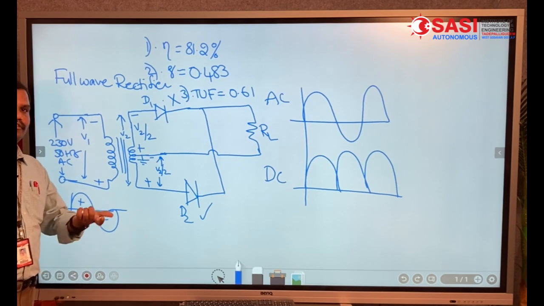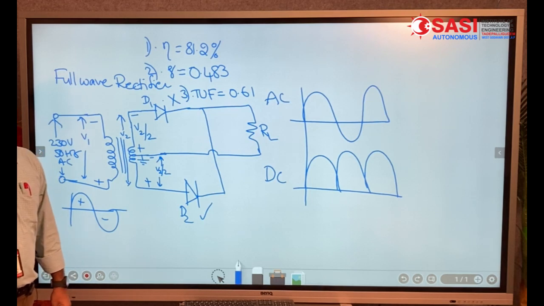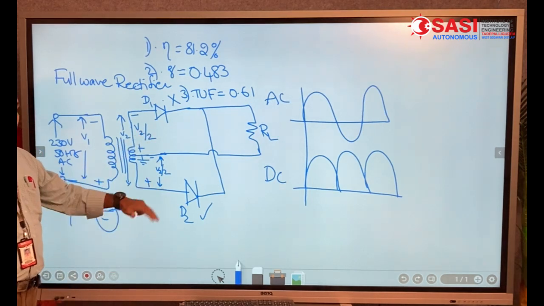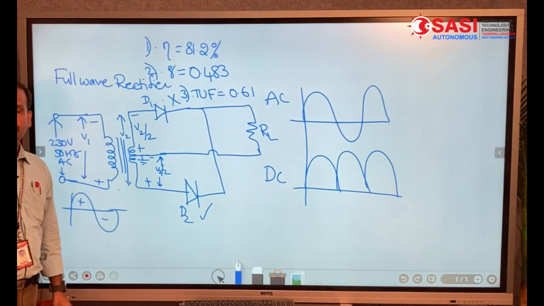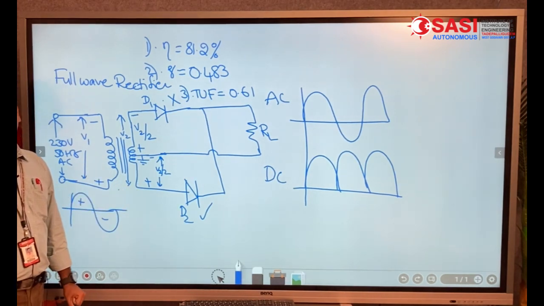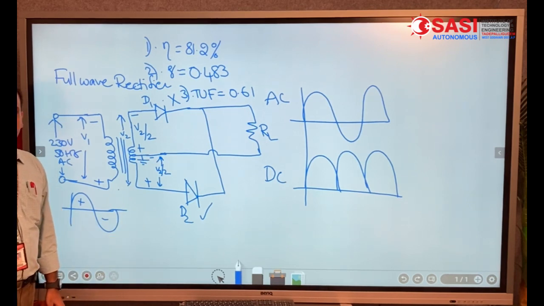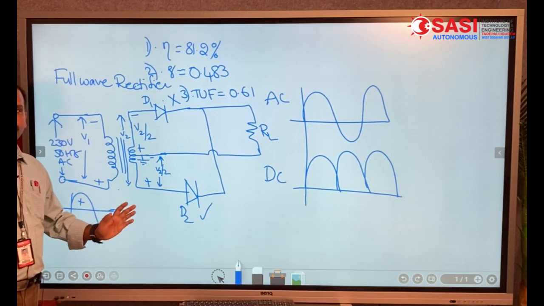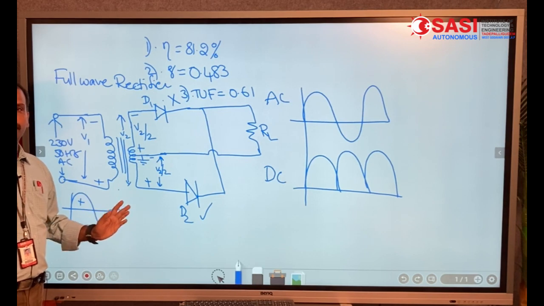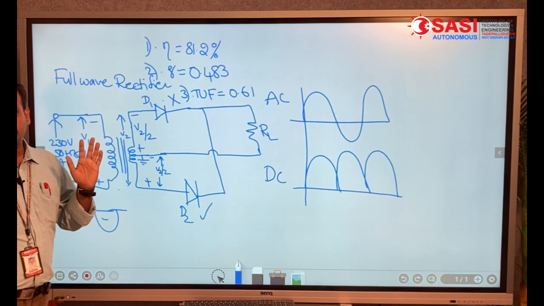Cost of a diode is very less, as we know, 5 rupees maximum, 5 to 10 rupees. It needs 2 more extra diodes, but the cost of this center tapped transformer is very high compared to the normal transformer. That's why bridge rectifier is preferred. In the bridge rectifier, 4 diodes are used. Those 4 diodes are arranged in the form of a bridge. Parameters are the same.